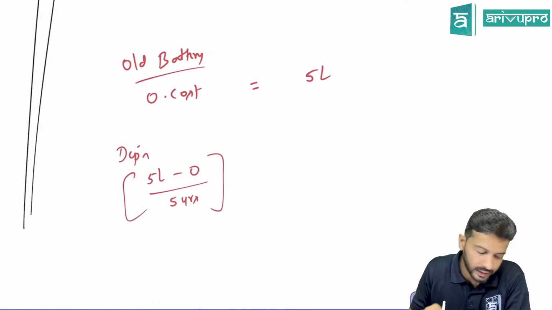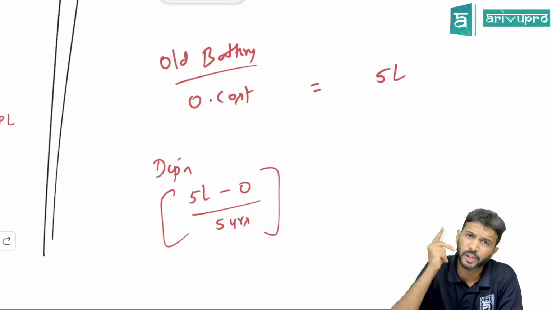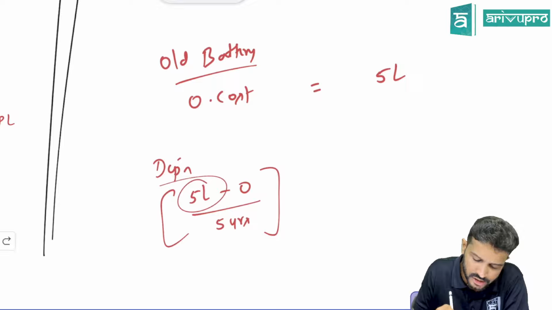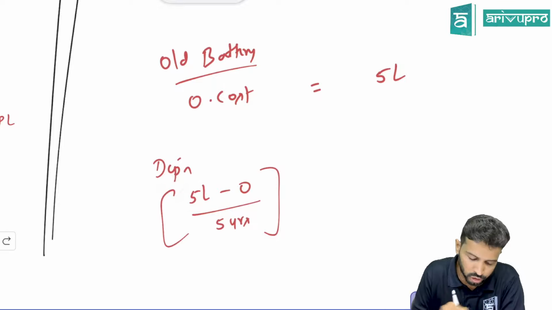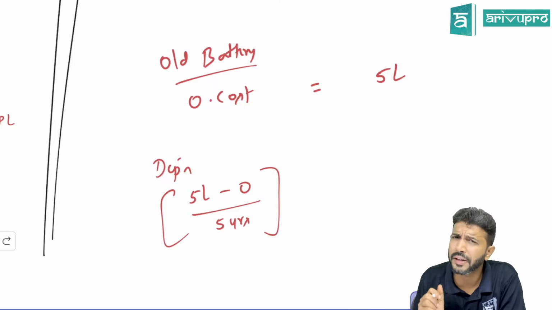So coming back again, this old battery, to calculate depreciation, you will take only 5 years because the battery's life is only 5 years. So 5 lakh is the battery's cost, salvage value I've assumed as 0, useful life is 5 years. If you do this, what are you going to get? You will get depreciation for 1 year.